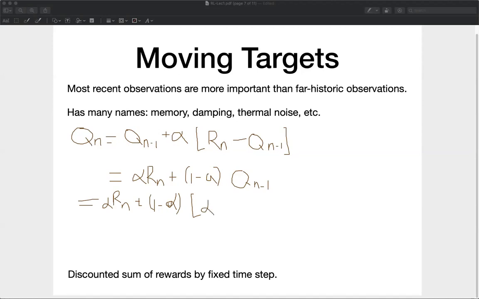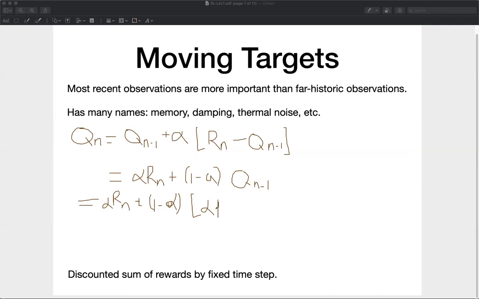What is q_n? Well, we have the previous estimate. We could put this in here, right? So q_(n-1) is going to be q_(n-2) plus alpha r_(n-1) minus alpha q_(n-2), right? So let's just put that in there.